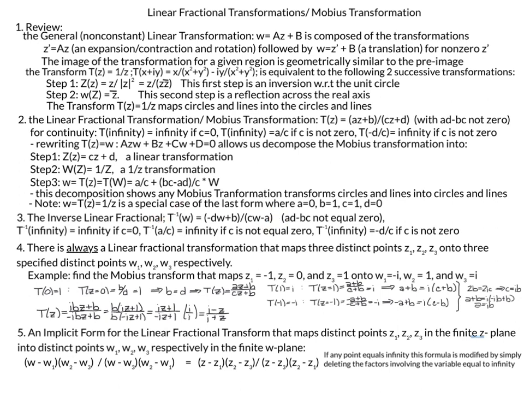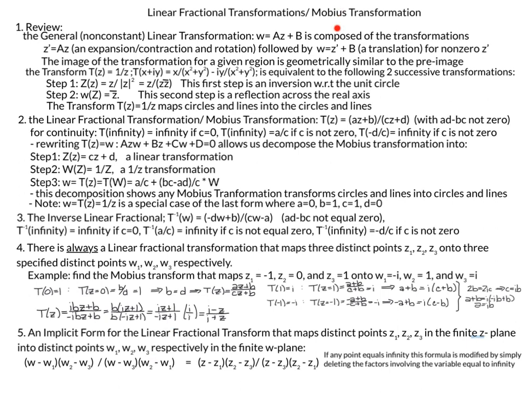The next thing we note is there is always a linear fractional transformation that maps three distinct points, Z1, Z2, Z3, onto three specified distinct points in the W plane, W1, W2, W3. We use our formulas, our linear transformations, to do an example. But we also have an implicit formula that lets us do this conversion automatically or quickly, and we will also see examples of this.